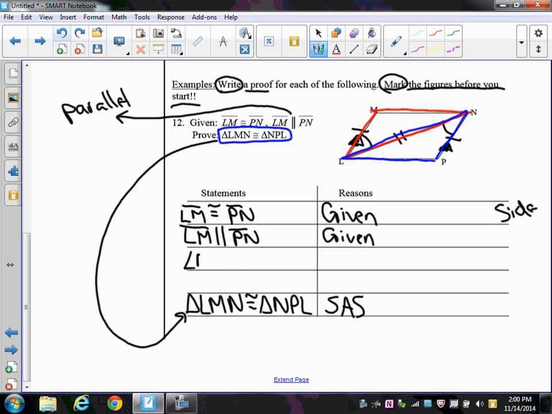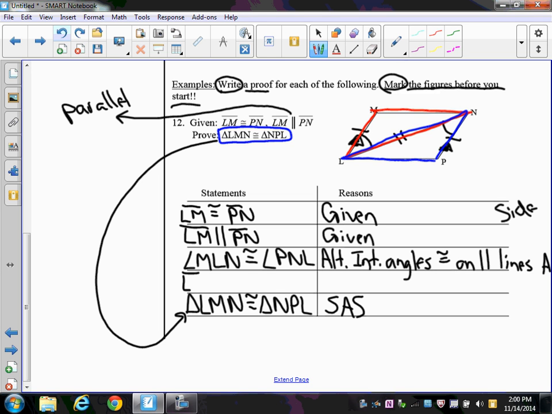We said angle MLN is congruent to angle PNL. This is because alternate interior angles are congruent on parallel lines. And that gives me an angle. So I have a side, I have an angle, and the last thing that I have is segment LN is congruent to segment LN, and this is the reflexive property.